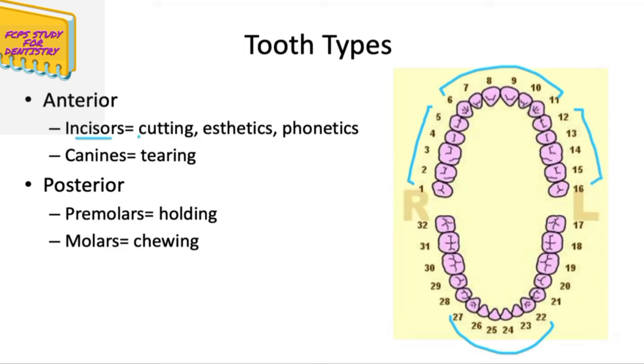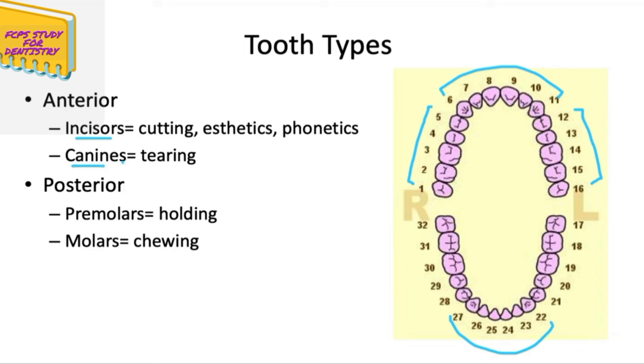Incisors are the front 4 teeth and therefore incising or cutting food. The upper incisors are arguably the most important teeth for smile aesthetics, and they also serve a function in phonetics, producing F and V sounds when they touch the lower lip.